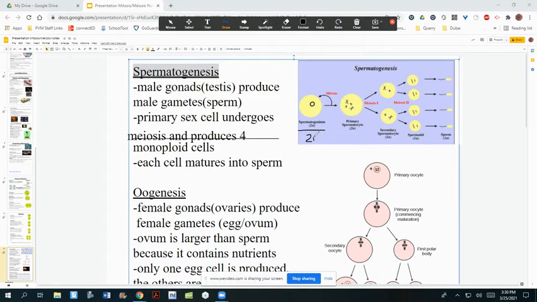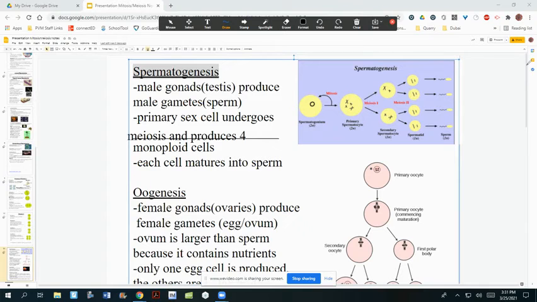They have 2N, but we talked about how all that genetic material gets replicated. It goes through meiosis 1, and then it divides a second time. That's meiosis 2, and you end up with a spermatid, which is immature. The mature version is a 1N sperm, and you get 4 of them. Each one of them is unique because of the crossing over.